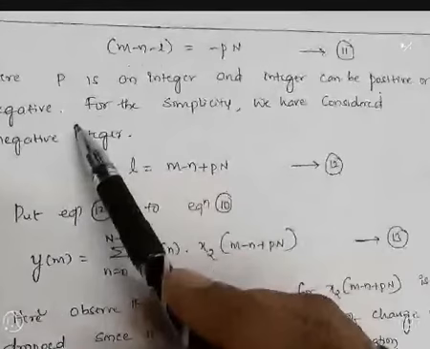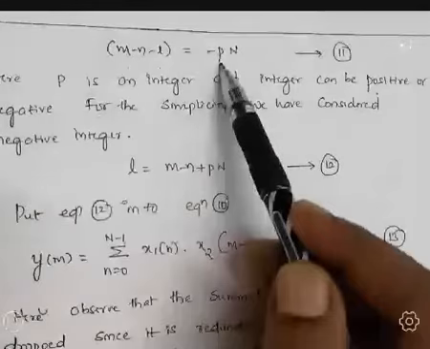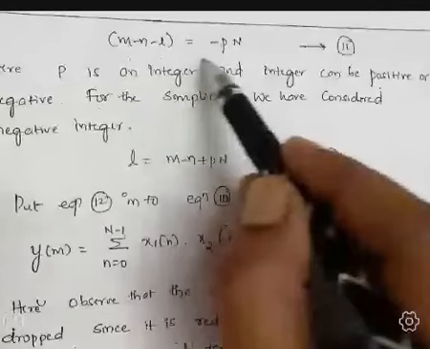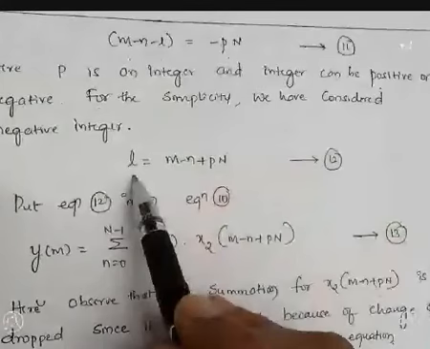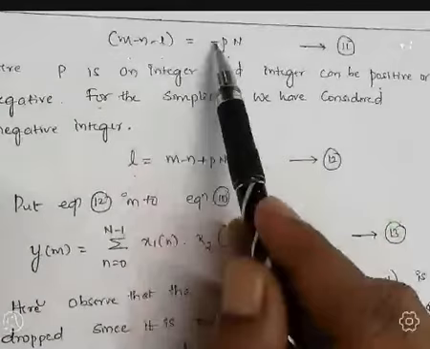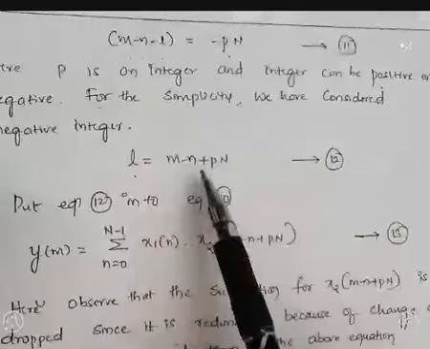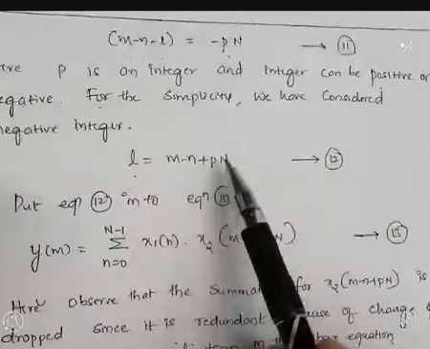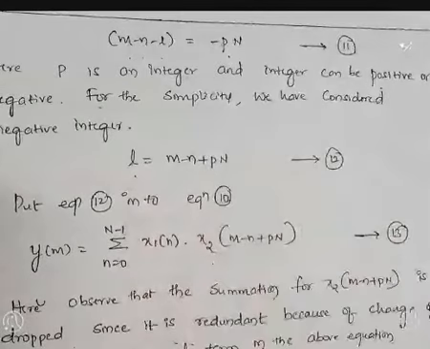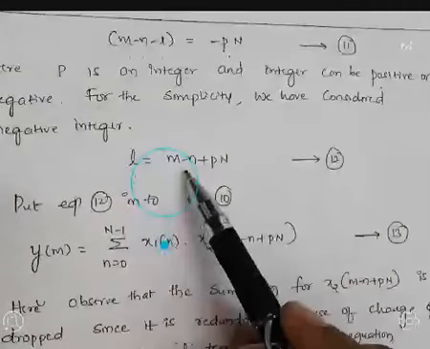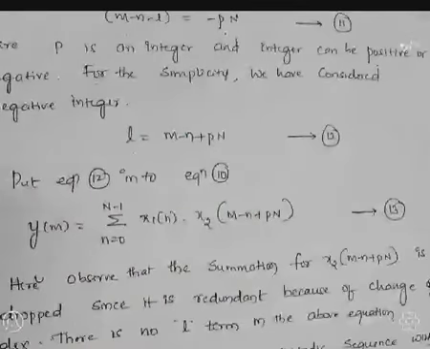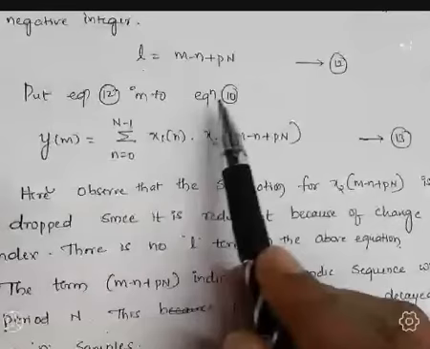So for simplification, let us express this equation in terms of l. Take l to the right side of the equal sign and minus pN to the left side. It becomes m minus n, and this becomes plus pN, since moving minus l to the right side makes it plus. Hence l equals m minus n plus pN. Equation number 12. Now substitute in equation 10. The term x2 of l is already there, so in place of l, I am going to write this term.